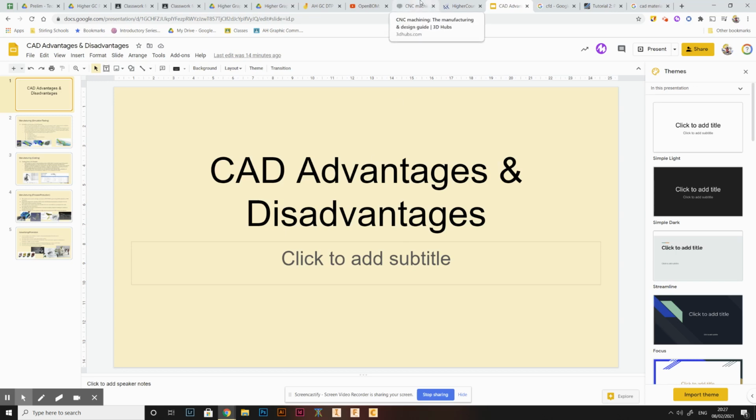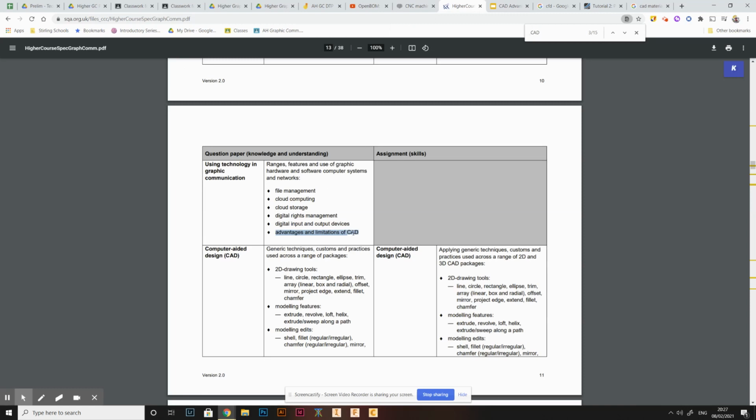The background to this is that in the higher course, advantages and limitations of CAD is a general point that's made in the Using Technology and Graphic Communication section. However, that does give a fairly basic sense of what you might be asked about, because there have been quite a lot of different questions asking about why there would be certain advantages to CAD, or how you would use CAD for manufacturing or to support manufacturing or testing.